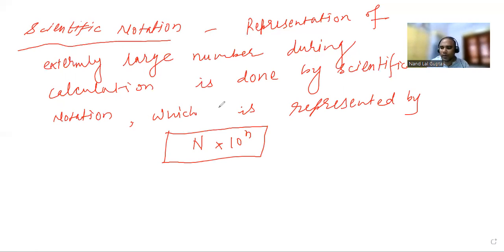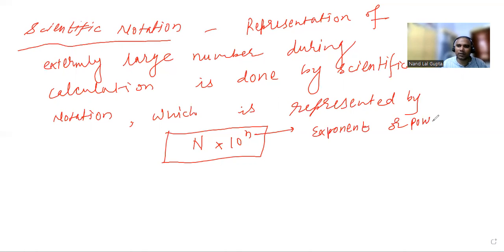It means no matter how big the number is, you can represent it in a very short, precise way: N into 10 power n. Now, what is n? It is called the exponent, or you can say power. The exponent can be 0, or plus minus 1, plus minus 2, plus minus 3, and so on.